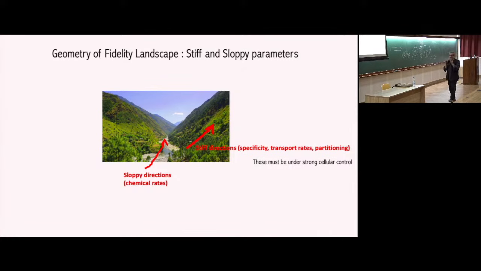Because of this, there are a few stiff directions and a lot of sloppy directions. Remember, there are 10 to the 4 reactions, so all the parameters associated with them are sloppy. The fidelity landscape looks something like a valley, where the sloppy directions, namely the chemical rates, are along the valley, and the stiff directions are along this direction. The stiff directions correspond to specificity, transport rates, and partitioning. Because they are stiff, these must be under very strong cellular control. It will be interesting to figure out what cellular control mechanisms control the values of these optimal parameters.